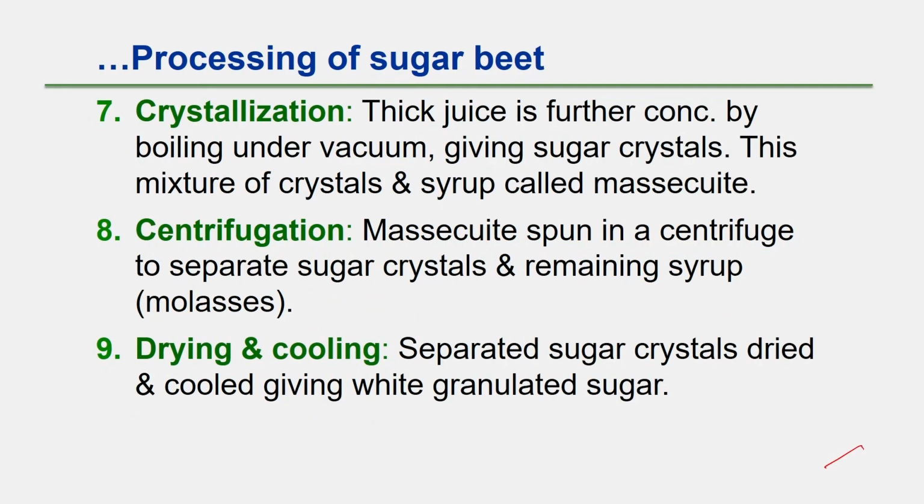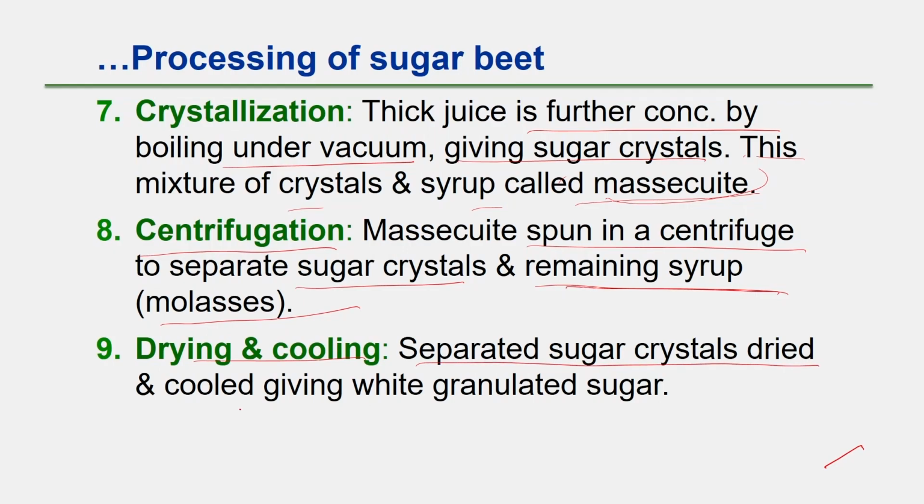So, then crystallization means making the crystals of the sugar. Thick juice is further concentrated by boiling under vacuum, giving sugar crystals. This mixture of crystals and syrup is called massecuite. Then from this massecuite, you need to further separate the sugar and syrup. So, centrifugation is done. Massecuite is spun in a centrifuge to separate sugar crystals and remaining syrup. The syrup is called molasses. And then drying and cooling of sugar, separated crystals are dried and cooled, giving white granulated sugar.